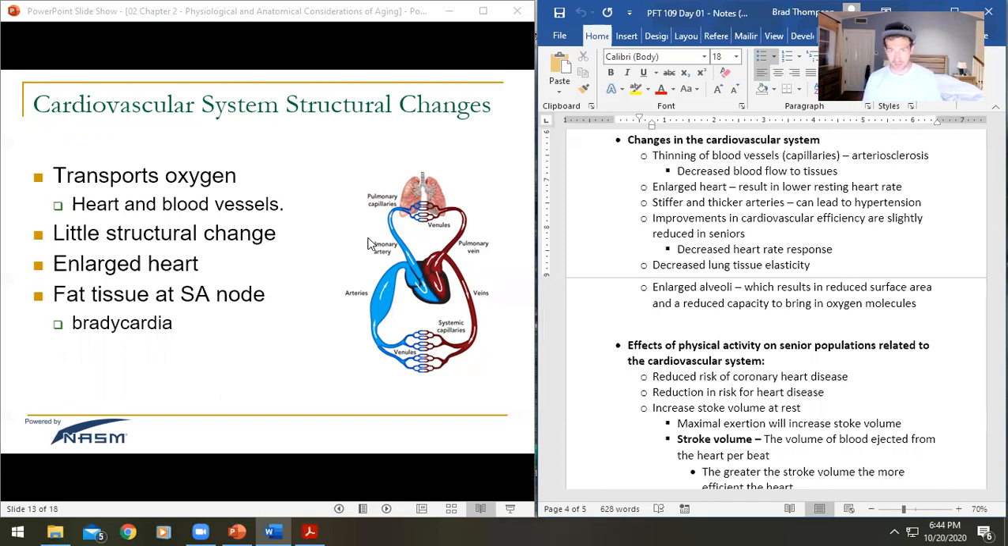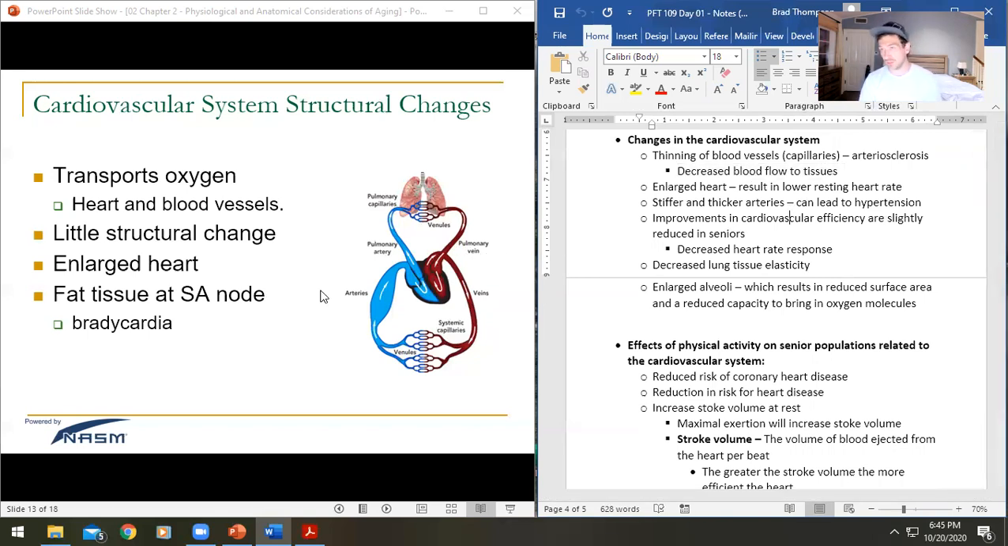With the exception of the heart chambers themselves, which tend to get a little bit larger, the blood vessels tend to get a bit thinner. So we're going to see a thinning of blood vessels, like in our capillaries. We're going to refer to that as arteriosclerosis, or we'll see a hardening of those arteries, which we're going to call atherosclerosis. And that's going to result in decreased blood flow to those tissues.